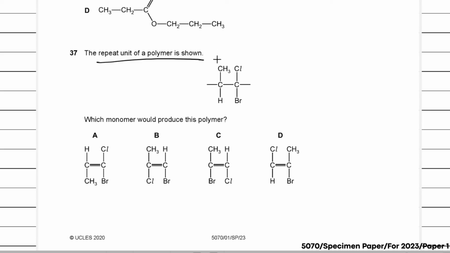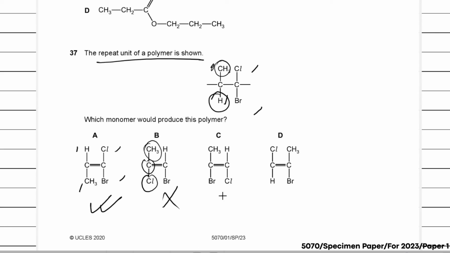Okay, so let's first start with A. Hydrogen, carbon. So we've got a hydrogen over here and a compound of CH3 over here. We've also got a chlorine and a bromine over here. So yes, A could be a possible answer. For the second option, we've got a CH3 group, but we've got an H and we've got a chlorine group. So this is definitely not the answer.